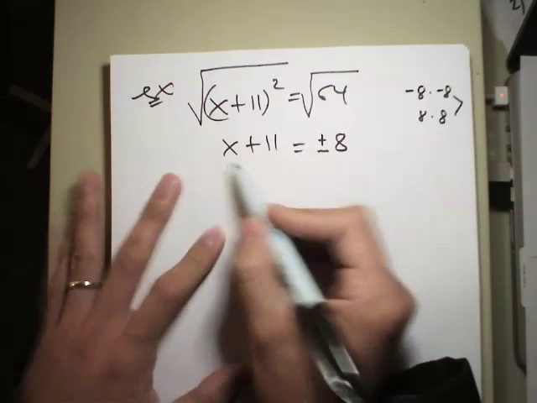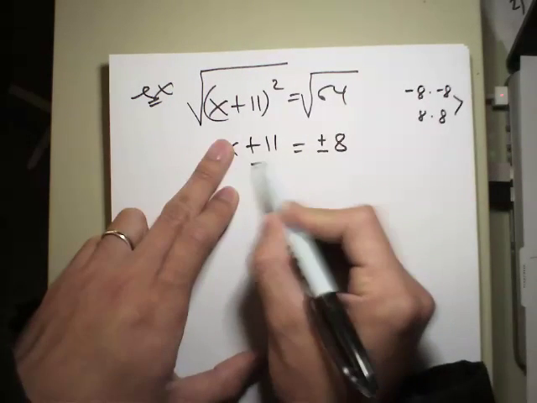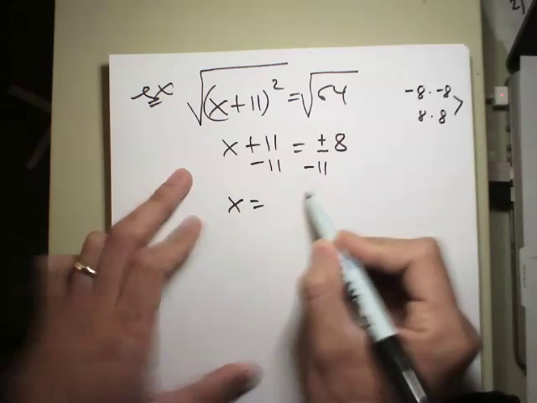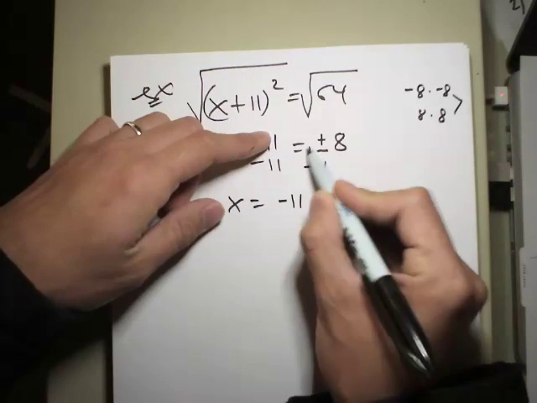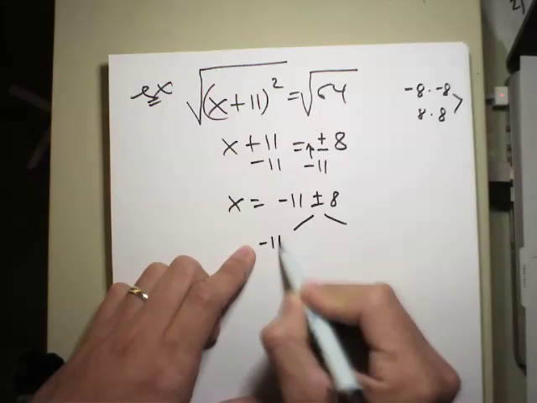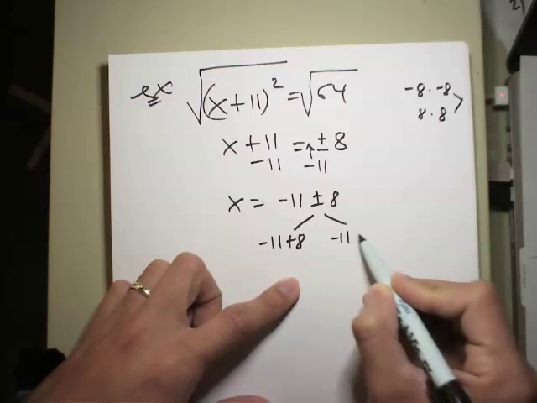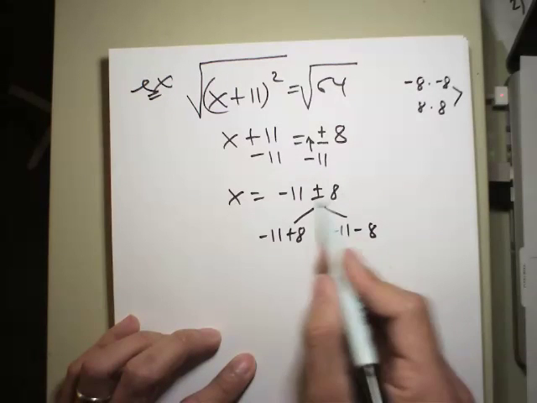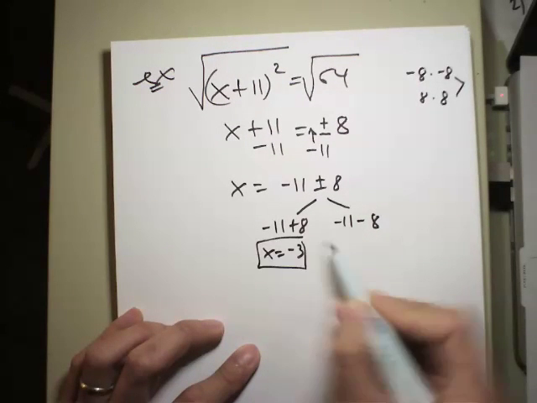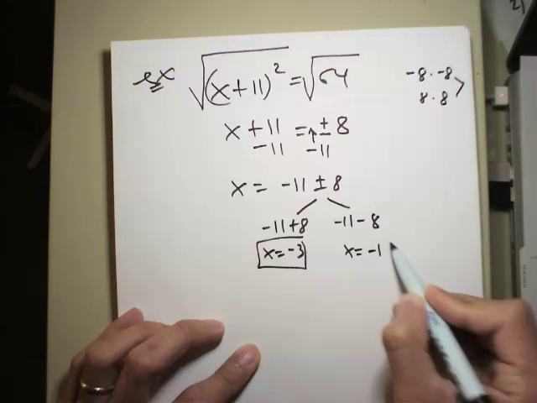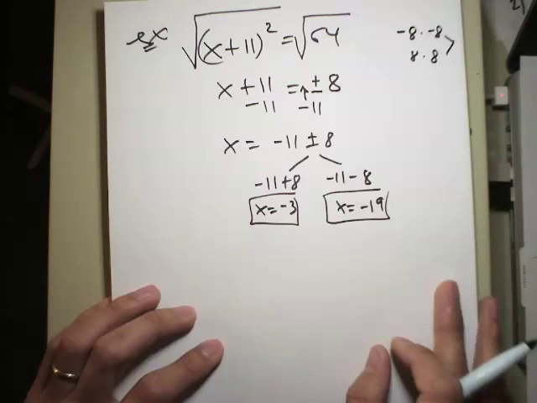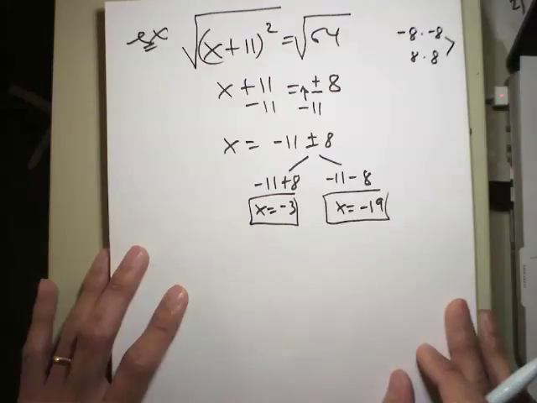Once you're done, then you can solve for x. X plus 11, to get rid of 11, minus 11 on both sides. So what you write is negative 11, put that in front of the plus or minus 8. Here are the two cases that we have: negative 11 plus 8, negative 11 minus 8. See it? Plus 8, minus 8. You solve for it, x will be negative 3 on this one right here, and x will be negative 19 for this one right here. If you plug both in, they will work. So that's how we solve a quadratic equation.